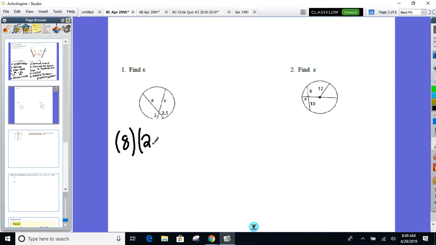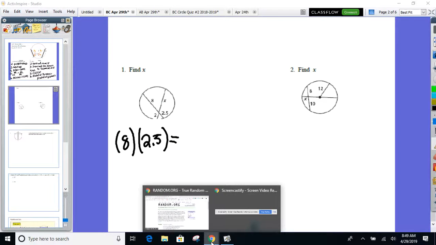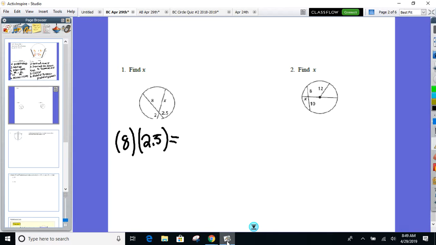8 times 2.5 is equal to... I go to the other chord now, and its two parts, which is 6. What else do I have here? X times 2. Everyone see how this theorem works? Only for chords. Only for chords.